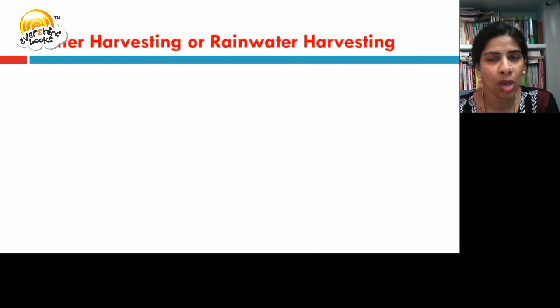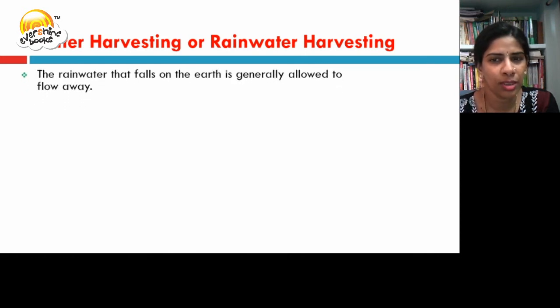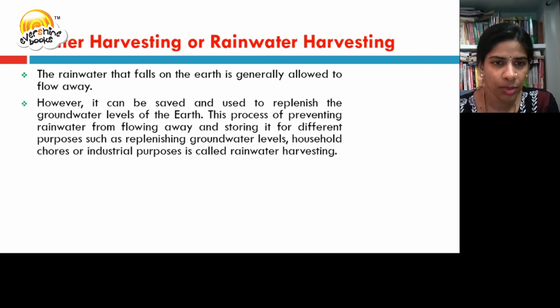Let us now discuss how to harvest water, that is rainwater harvesting. The rainwater that falls on the earth is generally allowed to flow away. However, we can save it and use it to replenish the groundwater levels of the earth. This process of preventing rainwater from flowing away and storing it for different purposes is known as rainwater harvesting.